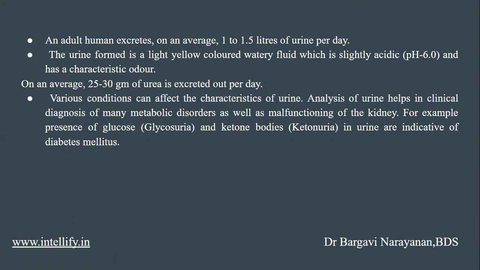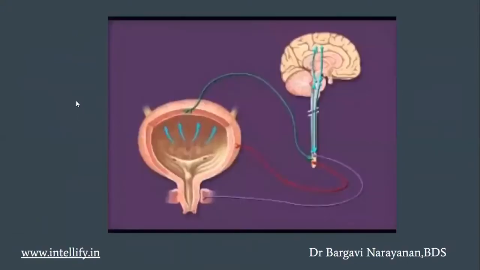Various conditions can affect the characteristics of urine. Analysis of urine helps in clinical diagnosis of many metabolic disorders as well as malfunctioning of the kidney. For example, if an excess amount of glucose is excreted in urine, it is called glucosuria, or if an excess of ketone bodies is excreted in urine, it is called ketonuria. Another one which is not mentioned here is if blood is excreted in urine, which is called hematuria, heme indicating blood. So this is what happens.